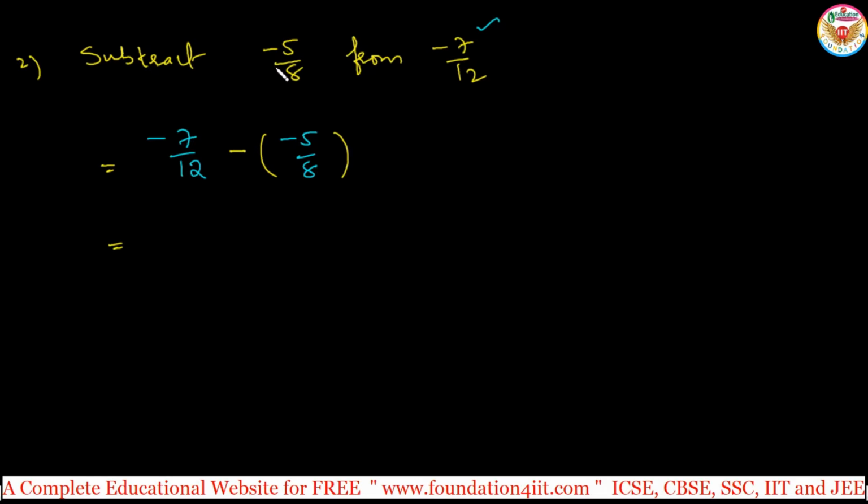Okay, subtraction of minus 5 by 8 from minus 7 by 12. So minus 7 by 12 is as it is. Minus of this we have to subtract. This is already a negative number, so minus 5 by 8. Now we can directly use the formula: minus 7 by 12, so minus into minus is plus 5 by 8. Minus into minus is plus, formulas you know.